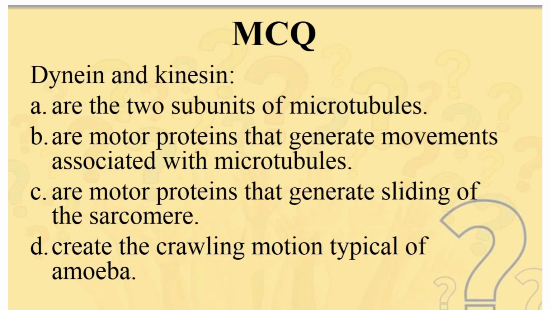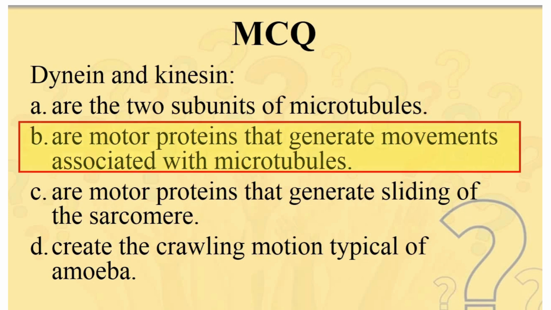Dynein and kinesin, which of the following statements holds good? Dynein and kinesin are two subunits of microtubules. They are motor proteins that generate movements associated with microtubules. The motor proteins that generate sliding of the sarcomere create the crawling motion typical of amoeba. What is it? The correct answer is: they are motor proteins that generate movements associated with microtubules.